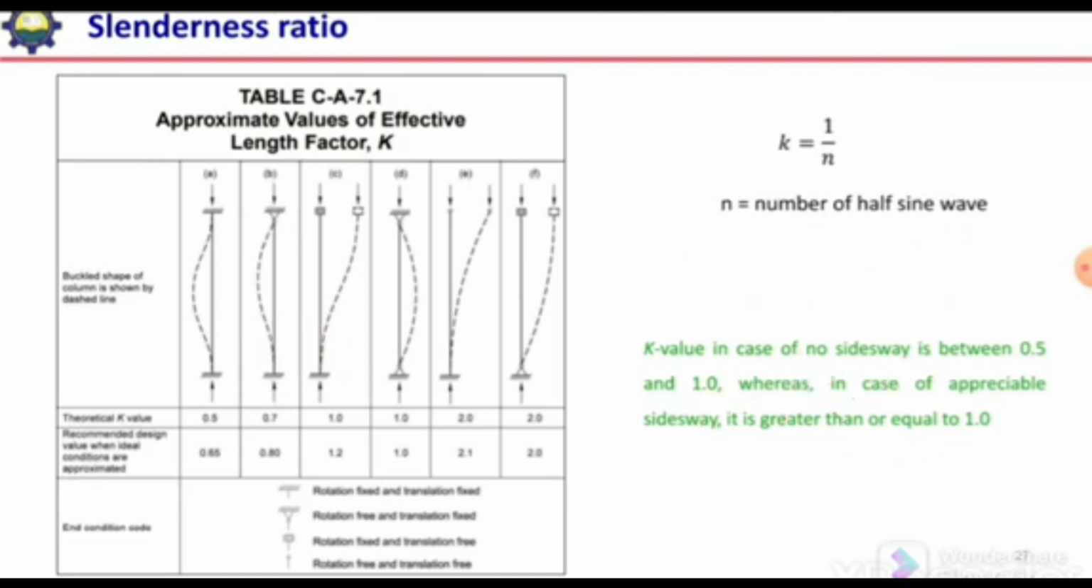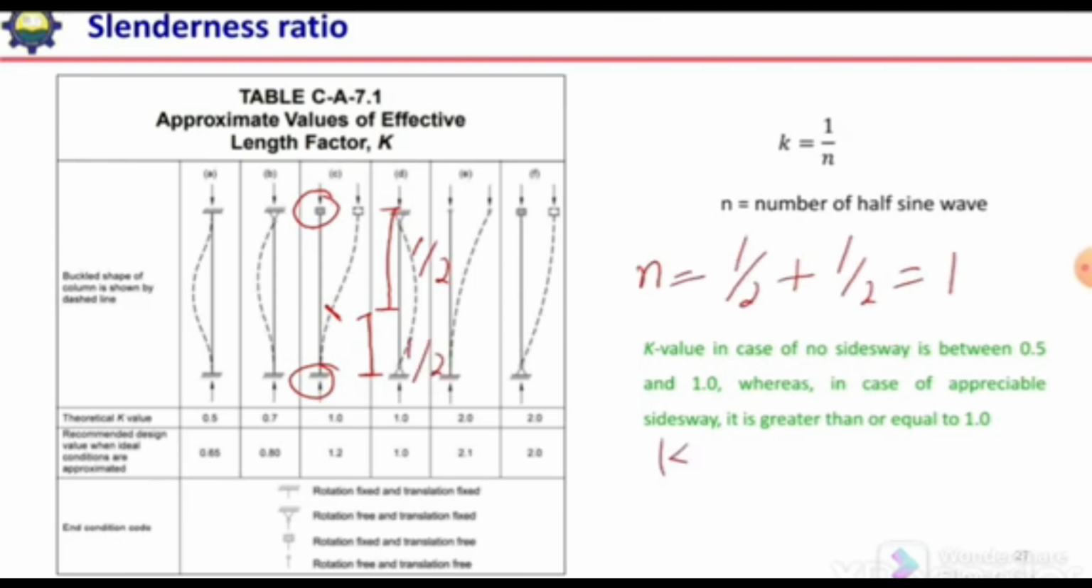Similarly, in this case we have a support at the top in which the rotation is fixed but translation is free, and at the bottom we have a fixed support. So in that case we have this quarter half sine wave, and then again half of half sine wave, and then half sine wave. So this is 1 by 2 of half sine wave, and this is also 1 by 2 of half sine wave. So N is equal to 1 by 2 plus 1 by 2 is equal to 1. So K will be equal to 1 over 1 is equal to 1. So we can see here the K value is 1.